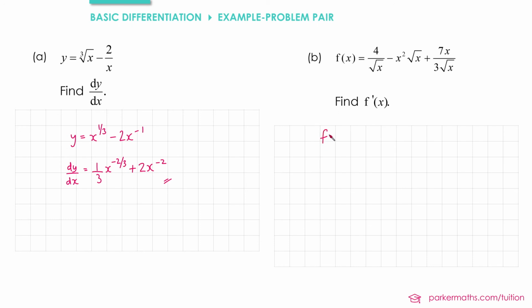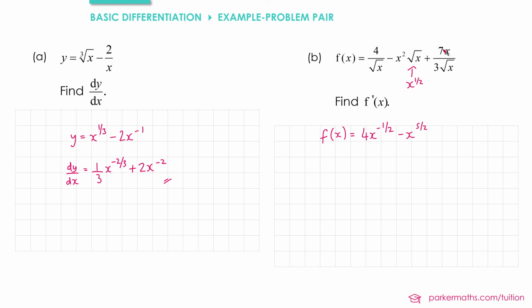In part B, we need to do something similar. We'll start by simplifying the terms into a form that we can work with. 4 over root x can be written as 4x to the -1/2. To deal with the second term, we've got x squared multiplied by x to the power of 1/2. And if we add the powers, we get 2.5, which can be written as 5 over 2. So x to the power 5 over 2.